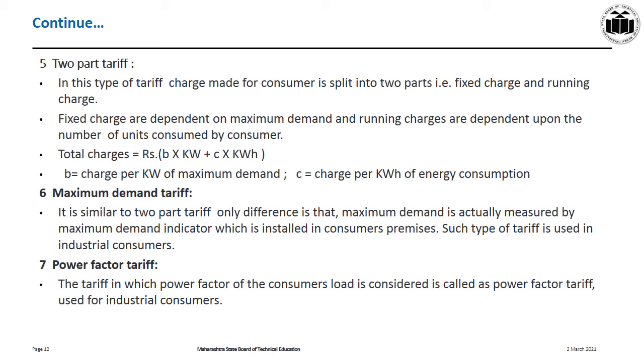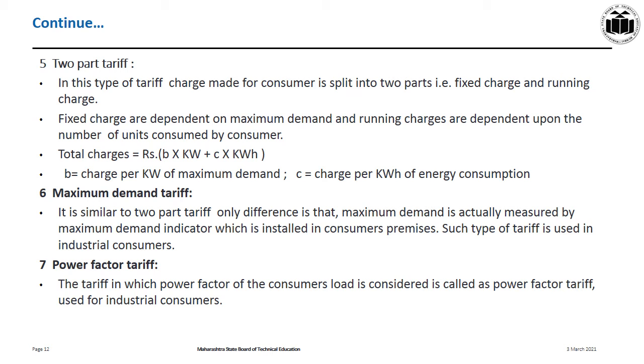In the two-part tariff, the charge made to the consumer is split into two parts. The first part is known as the fixed charge and the second is the running charge. Fixed charges are dependent on the MD, that is the maximum demand, and running charges are dependent upon the units the consumer has consumed. So the total charges are given by the formula rupees B multiplied by kW plus C multiplied by kWh, where B is the charge per kW of MD and C is the charge per kWh of energy consumption.